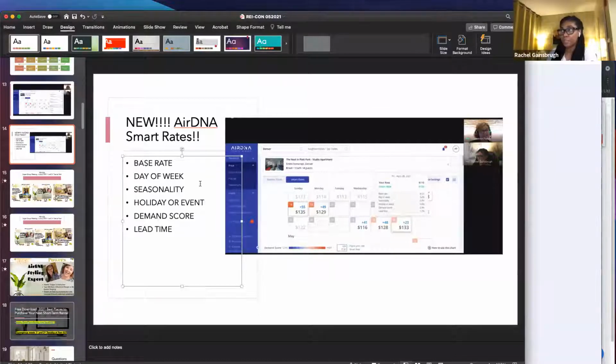They're looking at your base rate, the days of the week, the seasonality, holidays or events, demand score, and lead time. So I really think this has the potential to be super, super amazing if they can get the kinks out.